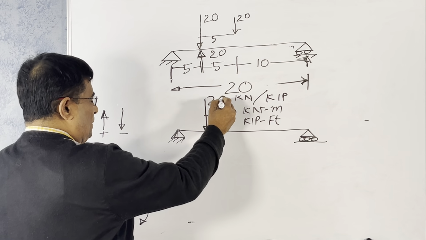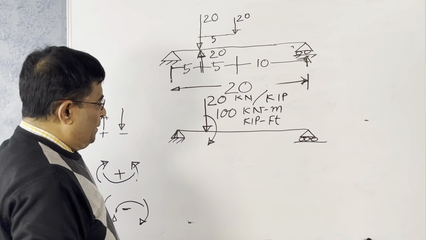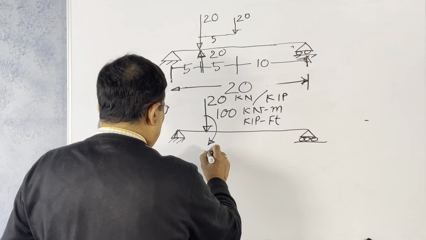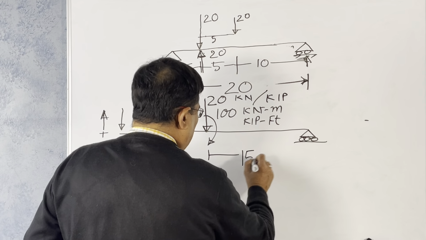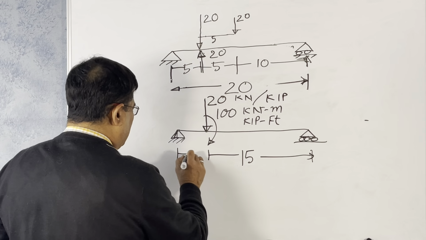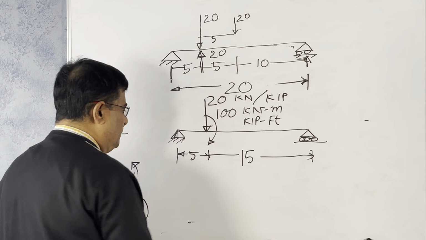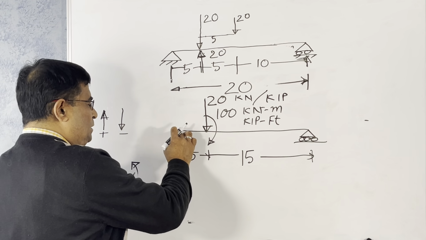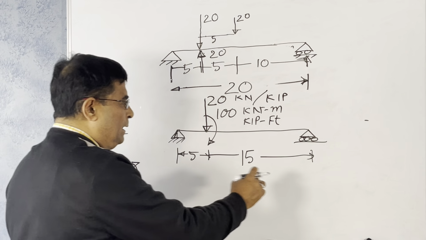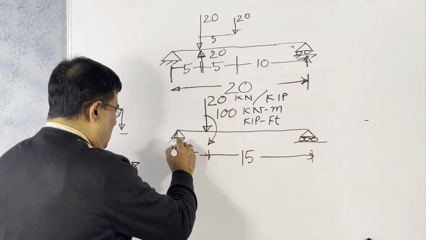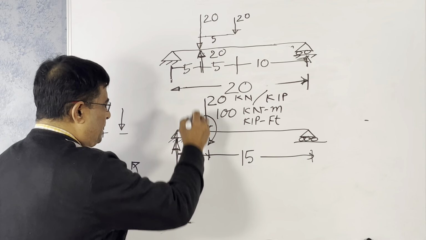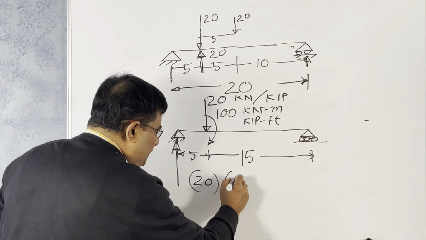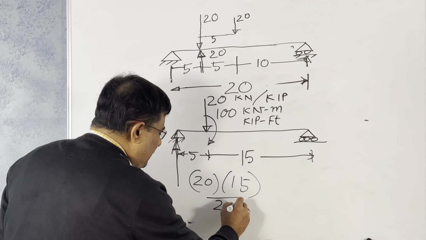So what will this do? I told you one time, instead of taking the moment and going through all the rigorous steps, the 20 will be divided. From here to here is 15 and here it is 5, right? So it will be divided with a ratio. So it is closer to this support, so more reaction will be here. Less reaction will be there. The ratio will be: vertically upward force here is 20 times the other side span 15 divided by the 20 total span.